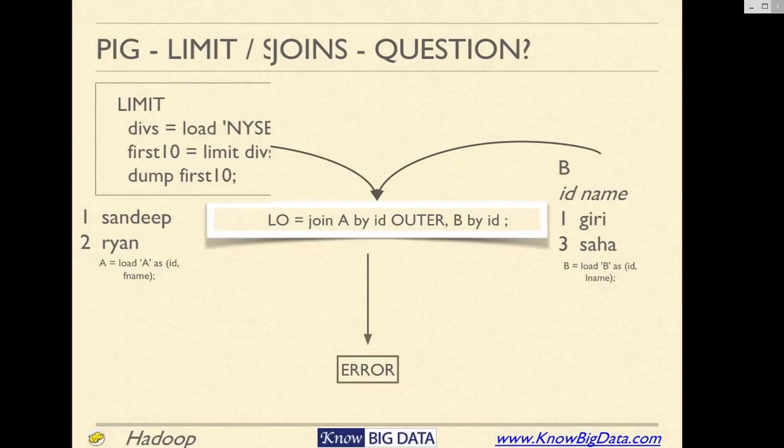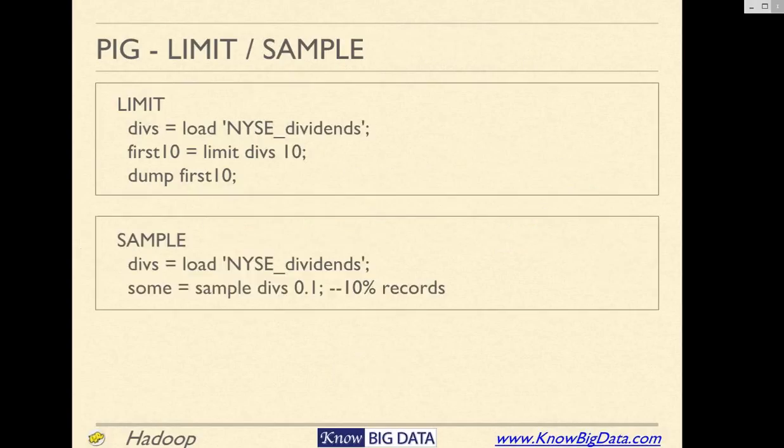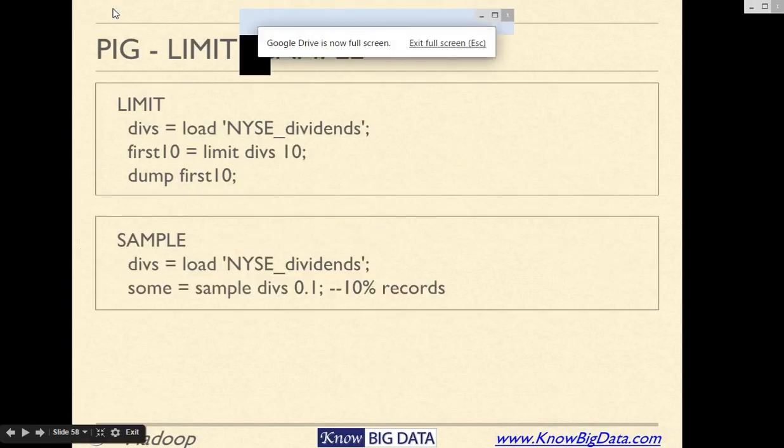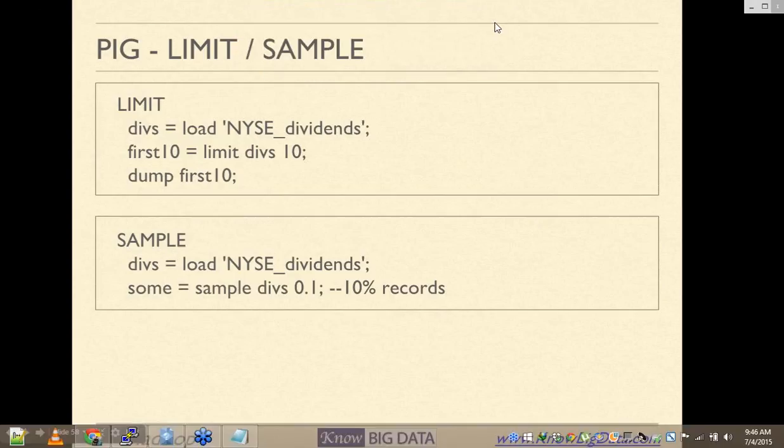Sorry, or full. There is no outer join. So this is going to error out. Okay, great. So all of us understand joins, right? Joins are a fairly simple concept in Pig, and the good thing is that it is so easy to depict joins in Pig, right? It is not at all complex.